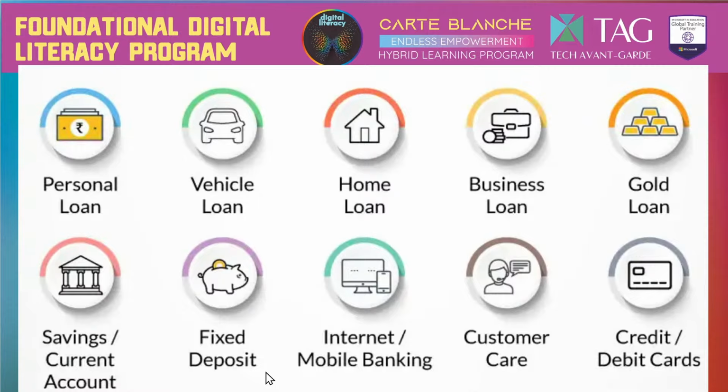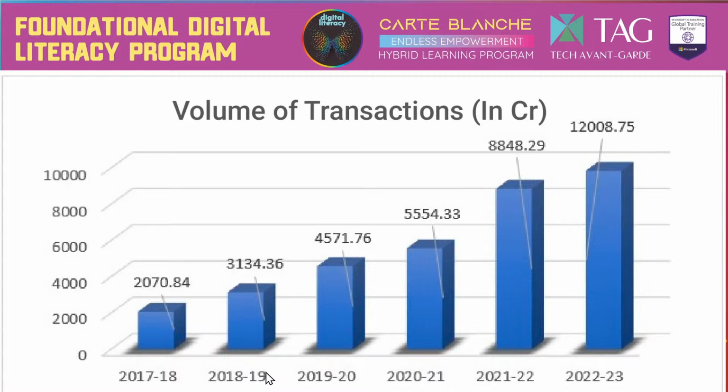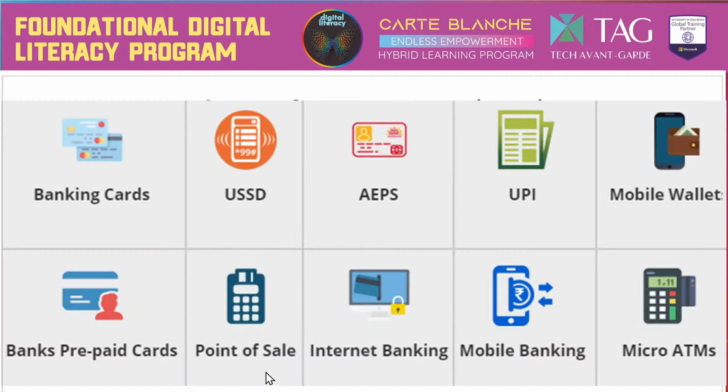Banks also provide savings and current accounts: savings accounts for individuals, current accounts for business owners. Likewise, fixed deposits, internet banking, customer care facility, credit and debit cards. All these facilities the banks provide to us. We only need to approach the banks for such possibilities. And in digital payments, nowadays net banking, debit card, credit card volumes have also increased. You can see from 2017 to 2023 the trend of digital payments in India in crores. You can see how the numbers are exponentially increasing, and it is going to keep increasing a lot. That's what is happening in the banks.